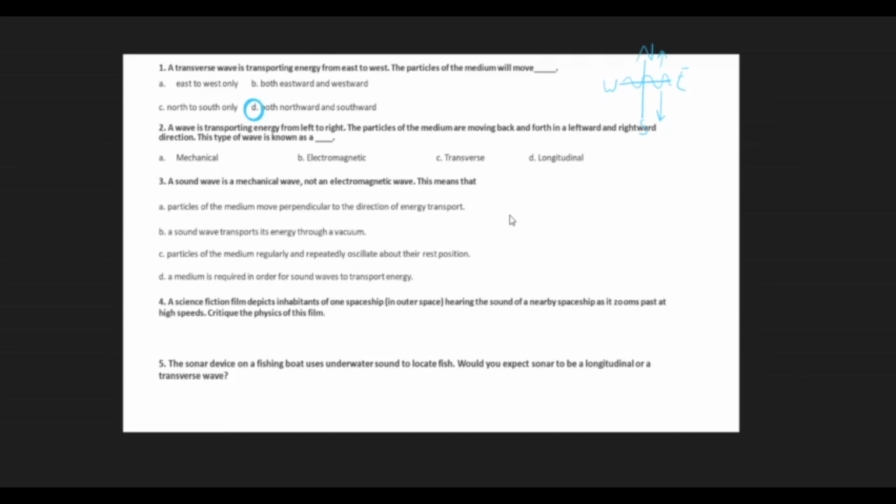Now to the second question. A wave is transporting energy from left to right. The particles of the medium are moving back and forth in a leftward and rightward direction. This type of wave is known as, okay, so the energy is going from left to right like this, and the particles of the medium are moving back and forth in a leftward and rightward position. So the particles are also moving from leftward to rightward, which means it's a longitudinal wave, which is parallel to the wave's motion.